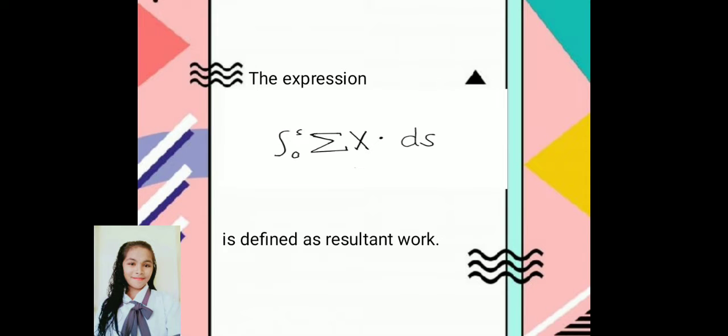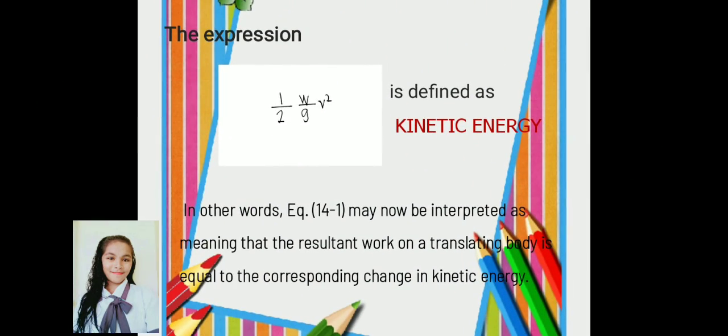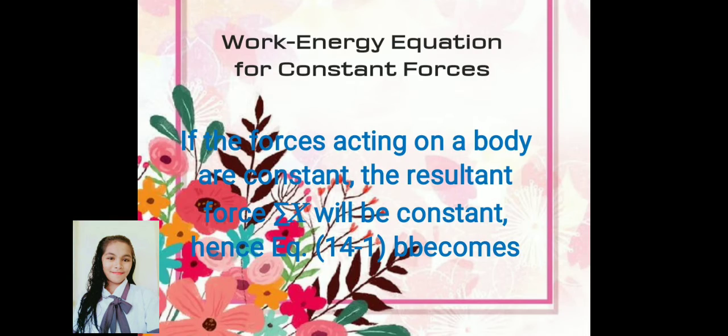The expression of the integral of the sum of F multiplied by ds is defined as resultant work, whereas the expression 1/2 W over g v squared is defined as kinetic energy. In other words, equation 14-1 may now be interpreted as meaning that the resultant work on a translating body is equal to the corresponding change in kinetic energy.